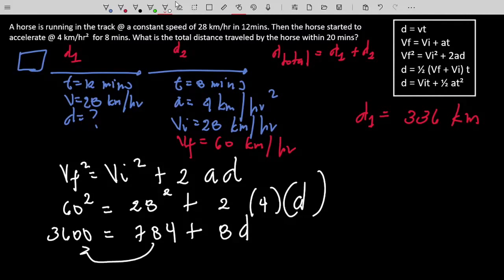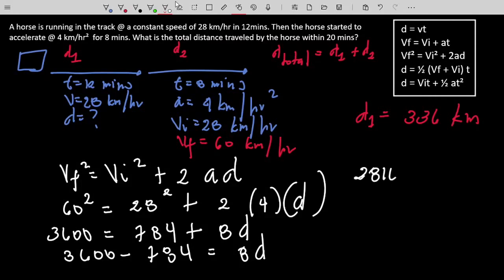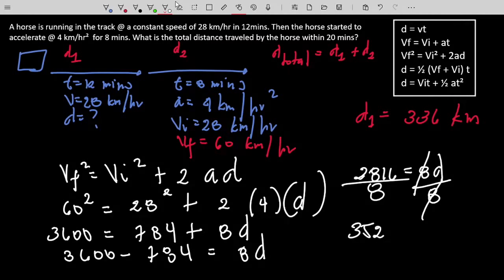Now transpose this one here. Now 3600 minus 784 is equal to 8 multiplied by distance. Now 3600 minus 784, then you should have the value of 2816 is equal to 8d. Now isolate your displacement by dividing both sides by 8. Now 8 here divided by 8 here also. Now cancel this one. So 2816 divided by 8, then you should have the value of 352 kilometers is equal to displacement. So therefore, the displacement for d2 is actually equal to 352.